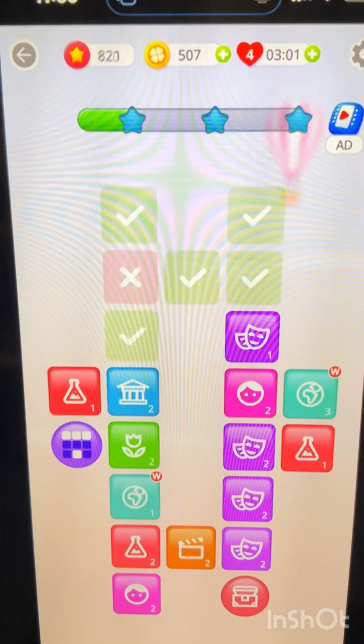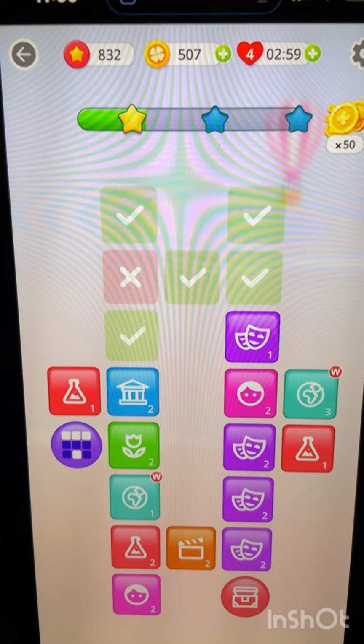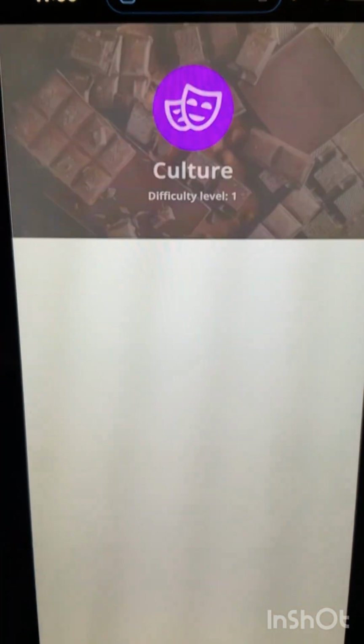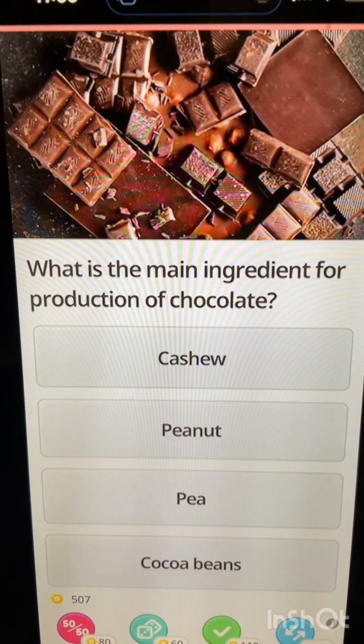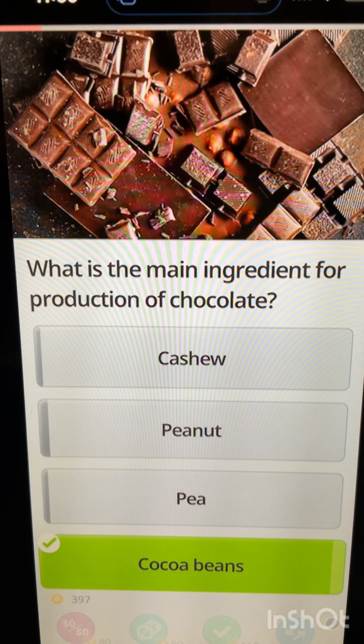So we're going to go for culture, difficult level. What is the main ingredient for production of chocolates? A. Cashew. B. Peanuts. C. Pea. And D. Cocoa beans. So the answer goes to cocoa beans.